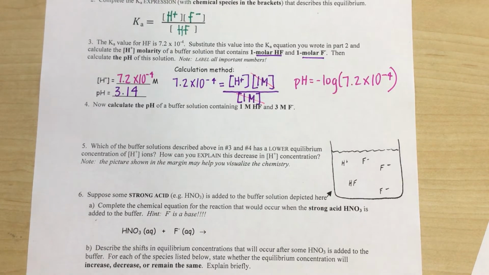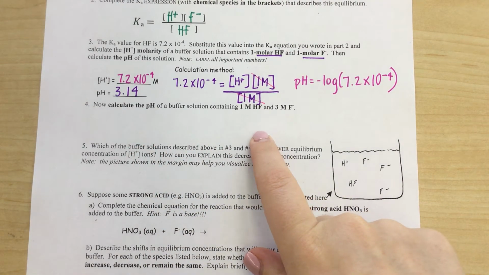Now it's saying calculate the pH of a buffer solution that contains 1 molar HF and 3 molar F minus. So we've put in more conjugate base. So you can say to yourself, what will that do to the amount of H plus in solution? How do I think it'll change the pH? If you can make that logical assumption or prediction in your mind, then the numbers might tell you something.